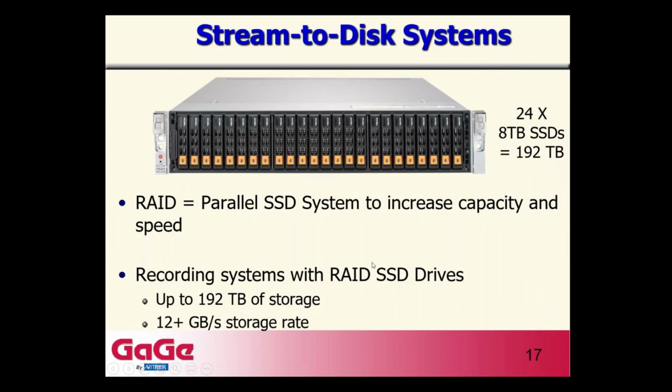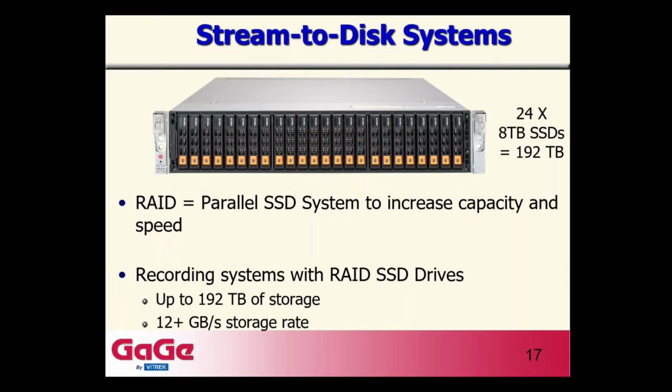Here's a picture of one of our most powerful stream-to-disk systems. This is nowadays using modern SSD solid-state drives that are much faster. Here we've got a system consisting of 8 terabyte drives, 24 of them, for a grand total of 192, almost 200 terabytes of storage. As I say, it uses a RAID system where you use multiple slower disks in parallel to effectively add up the throughput.